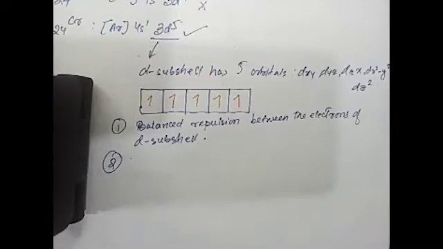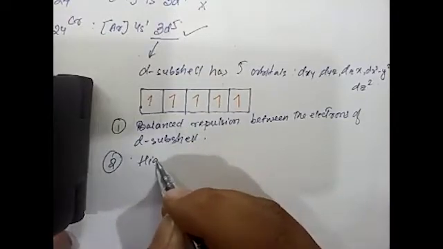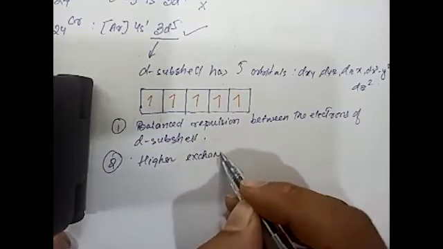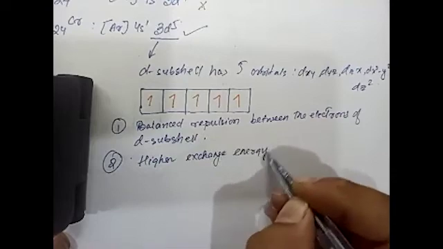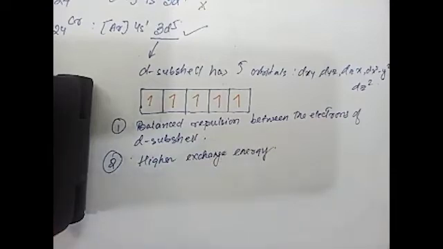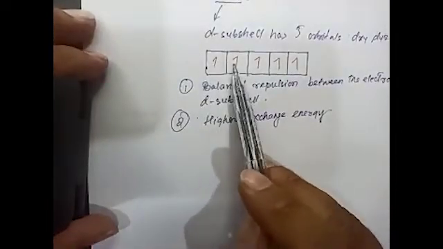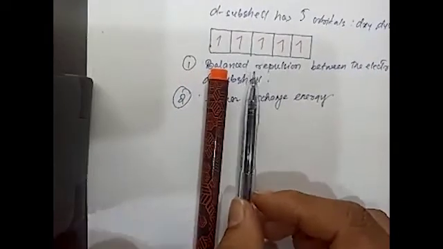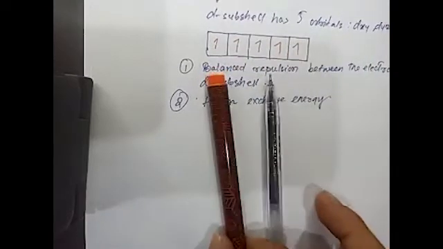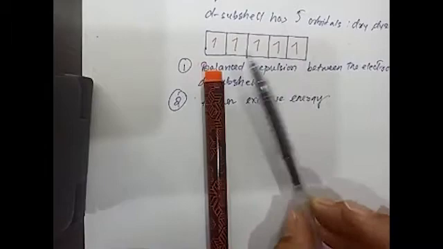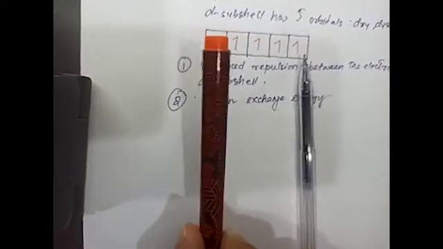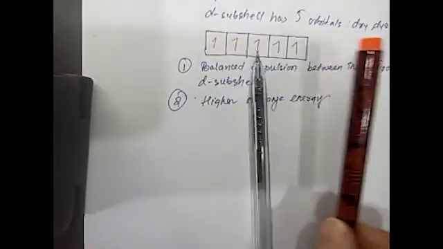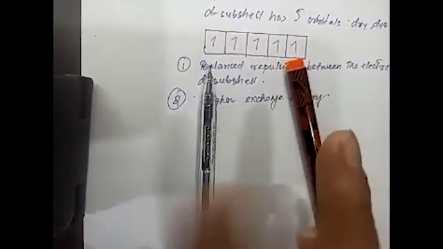The second is very important, and that is higher exchange energy. Higher exchange energy. What does higher exchange energy mean? Suppose these are 2 different orbitals. So the electrons in each orbital, they can exchange themselves. For example, this is one electron in the first orbital, second electron in the second orbital. Suppose this is the electron, which I'm representing by this pen, and this is the electron I'm representing by this pen. So they can exchange themselves. They can change their position. Okay. So this is known as exchange.